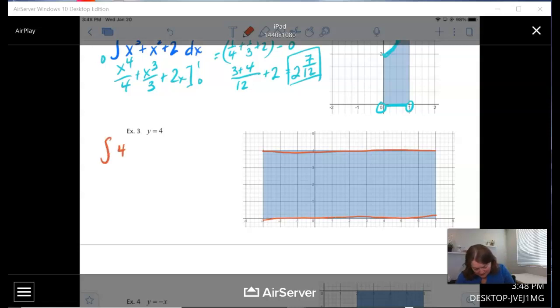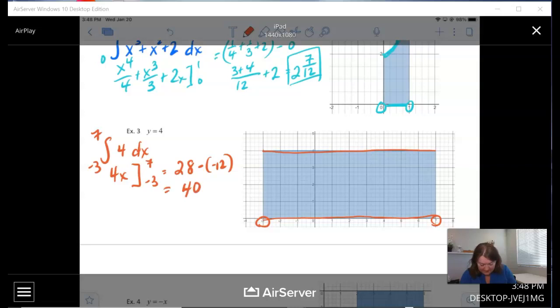The equation is going to be called 4 dx. My lower bound is going to be a -3 and a 7 for our upper bound. As I integrate this, this is going to become 4x, and I'm going to evaluate it between 7 and -3. Always the top number gets evaluated first. So this is going to be 28 minus -12, which if I add them together, that's going to be 40.